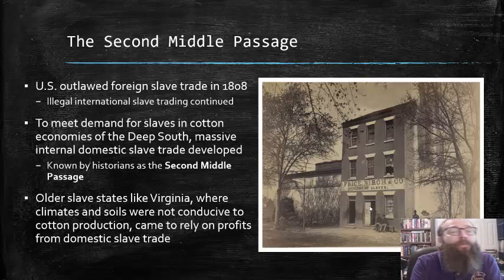This has been known by historians as the Second Middle Passage. The first Middle Passage, of course, being the transatlantic voyage of the slaves from Africa. Older slave states like Virginia, where climates and soils were not so conducive to cotton production, came to rely on the profits from the domestic slave trade to continue their economic success in the region.